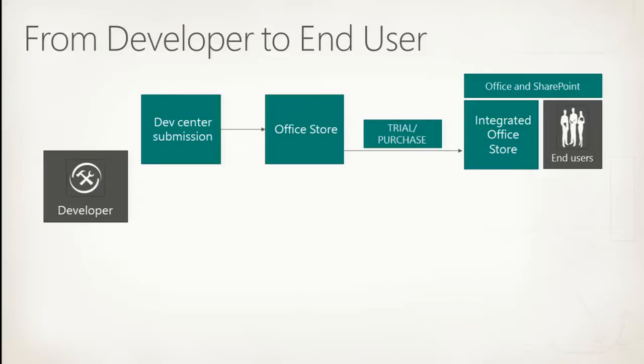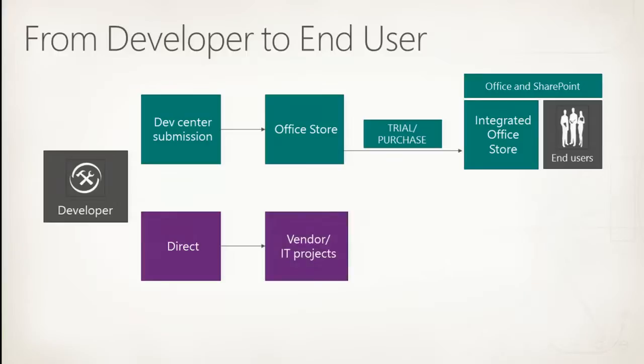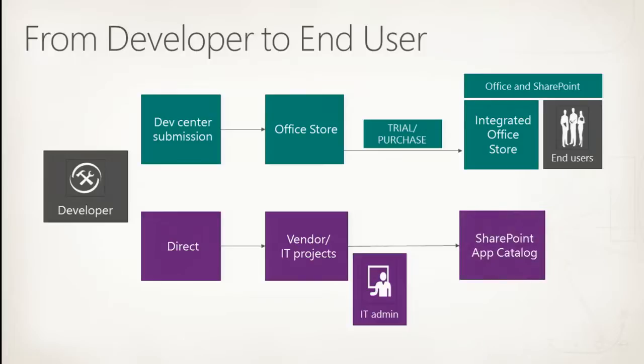The other way was highly influenced by our corporate and enterprise customers, where they wanted to go directly to vendors or their own in-house teams to build their own apps that aren't available on the Office store, and have an IT admin actually manage the deployment of those apps for their end users. So we created an app catalog. In SharePoint, it's actually just a list on SharePoint that also allows end users to get apps in Office and SharePoint.